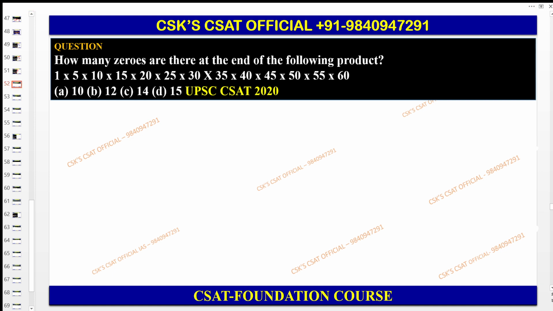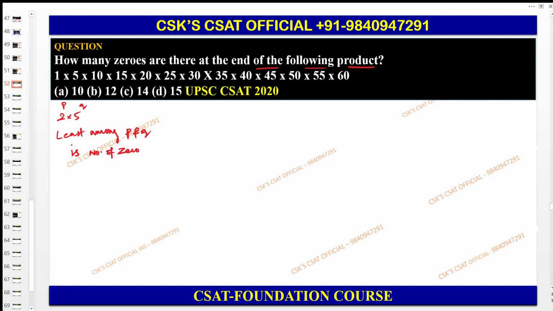How many zeros are there at the end of the following product? So what is the concept of finding out the number of zeros? Try to express a given product in terms of a product of 2 into 5. You need to get the powers of 2 as well as the powers of 5. The least among p and q is the number of zeros.